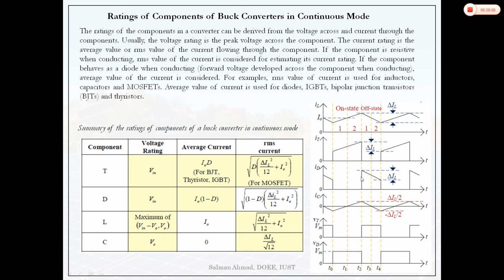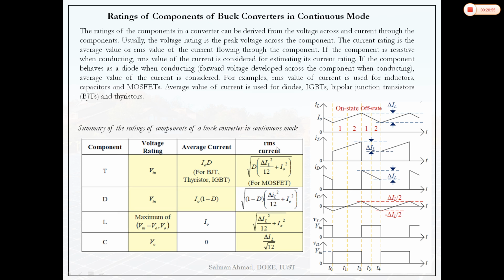Then through the diode, we can find it in the same manner. This is I naught from here to here, but only for the time 1 minus D times Ts. For D times Ts time it is 0. Again we calculate the average over one time period: D Ts times 0 plus 1 minus D Ts times I naught, whole divided by Ts. Ts again gets cancelled, so the average ID is 1 minus D times I naught. For the inductor, we have already shown here that it is I naught. And for the capacitor, the average current is always 0.